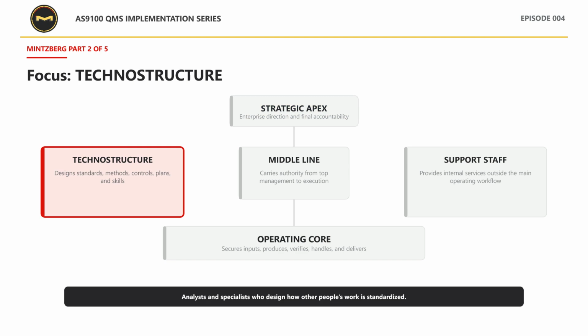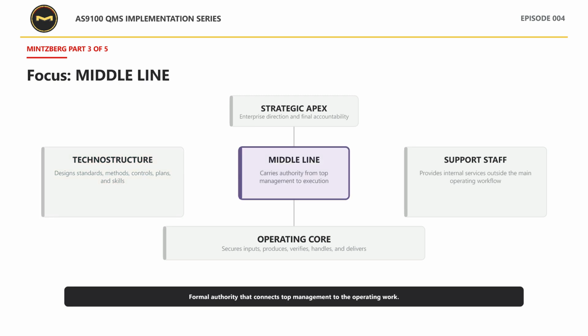Next is the technostructure. These analysts and specialists design the standards, methods, plans, controls, skills, and documented information used by others. Manufacturing engineering, quality systems, process engineering, production planning, and document control often fit here when their primary work is to standardize execution. The middle line connects top management to operating work through formal authority. Functional managers and supervisors convert enterprise direction into priorities, resources, supervision, and escalation for the people who perform the work.